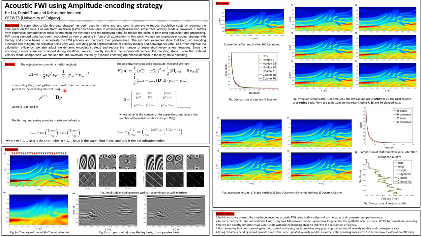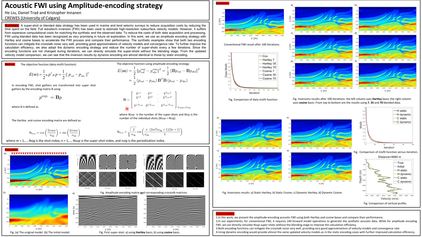In amplitude encoding FWI, shot gathers are transformed into super shot gathers by this equation. In this equation, the matrix B is defined by this, which has a dimension n_sub by n_sec. The ratio between n_sec and n_sub is the factor by which the computational cost is reduced. Since usually n_sub is much smaller than n_sec, encoding FWI would achieve much better efficiency due to the data dimension reduction.